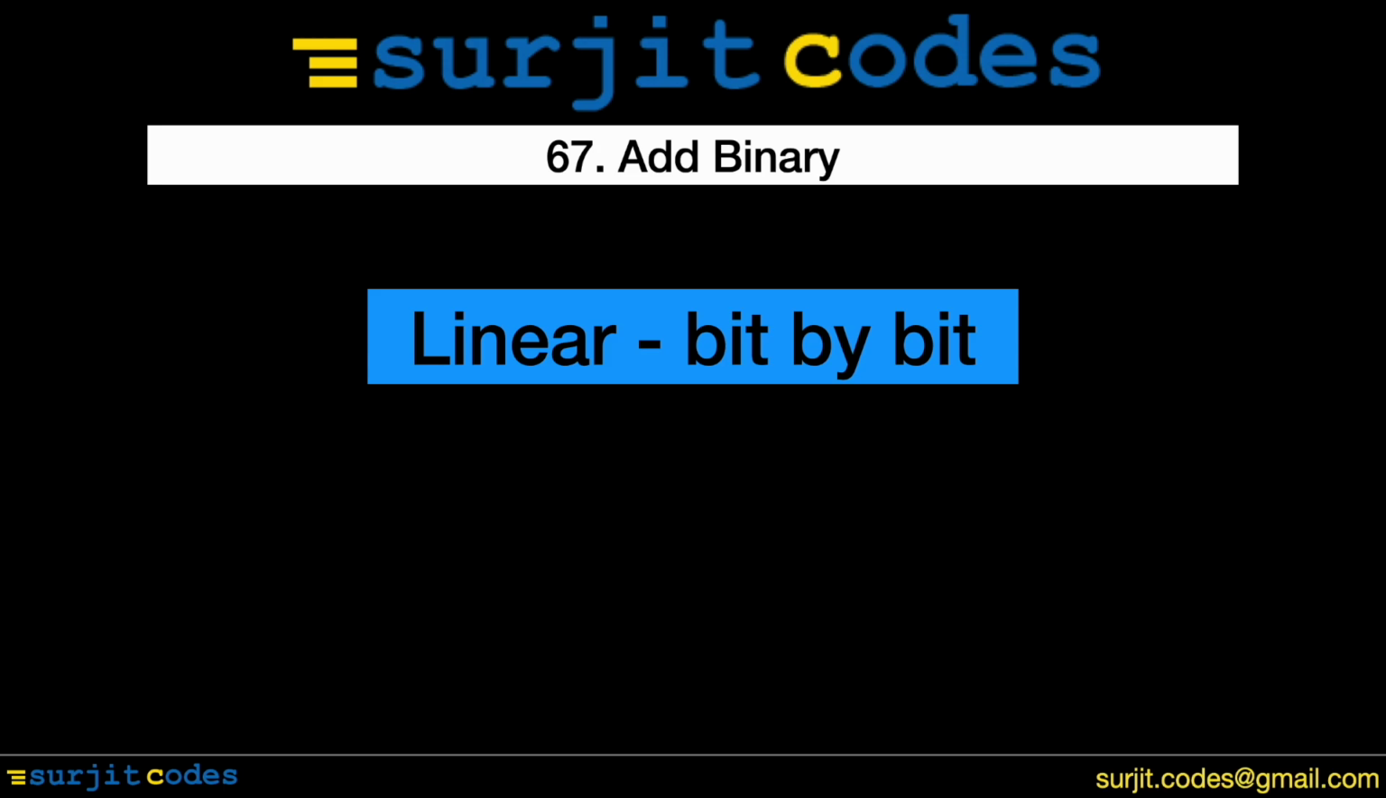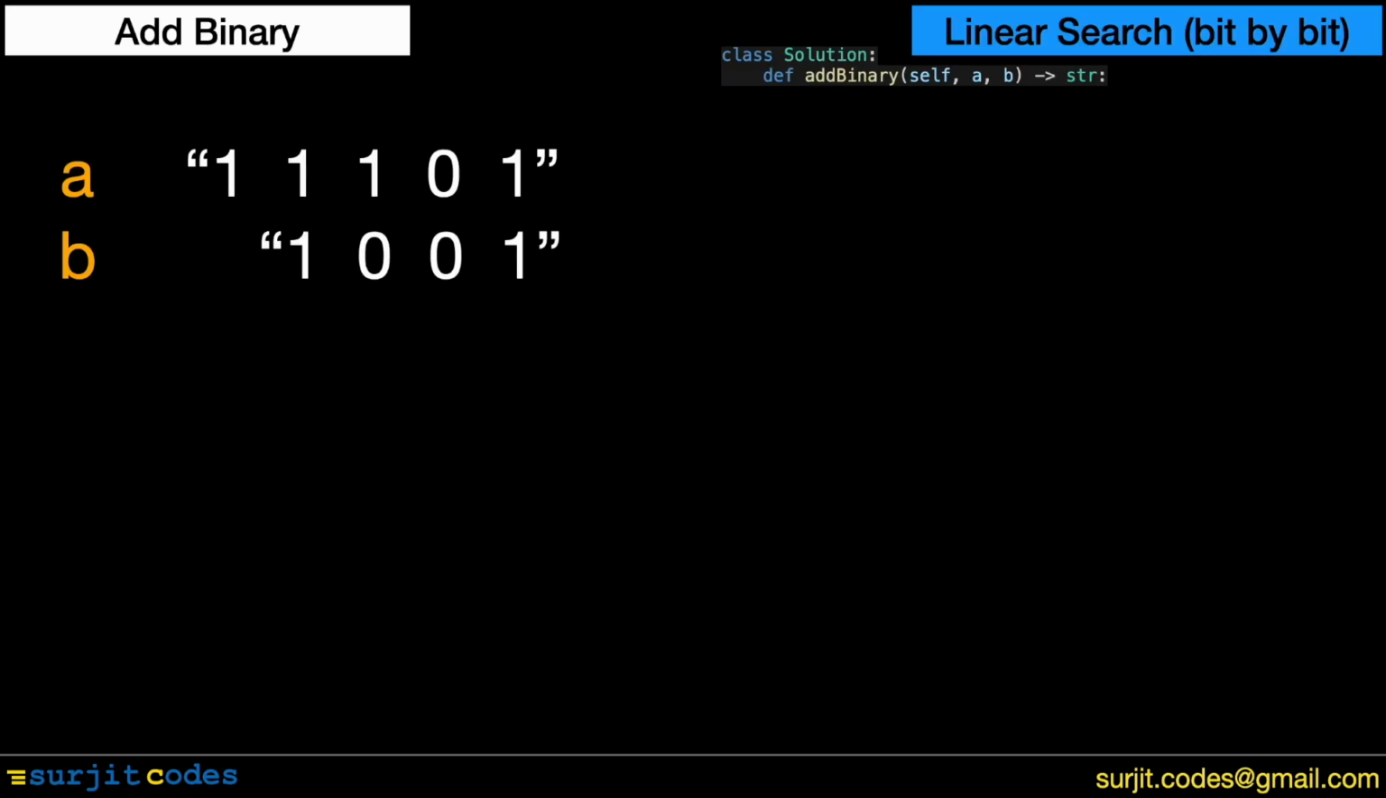Let us now discuss the first variation of the problem, and for this we will follow the bit-by-bit processing in a linear approach. Consider the two strings A and B comprising of zeros and ones. Our goal is to get the string that is the sum of the binary numbers represented by these strings. Length of A is 5 and that of B is 4.